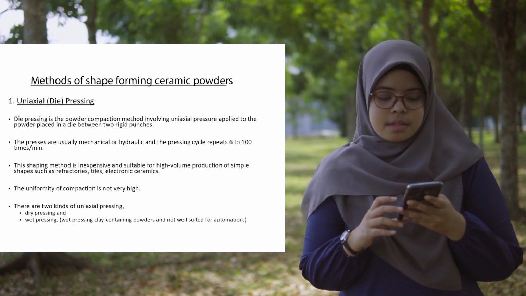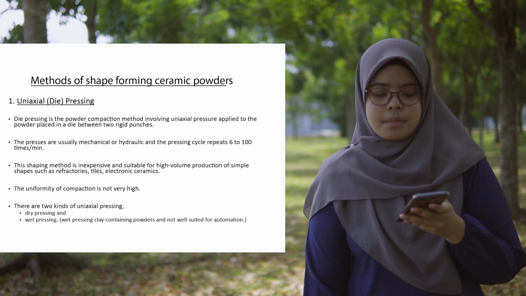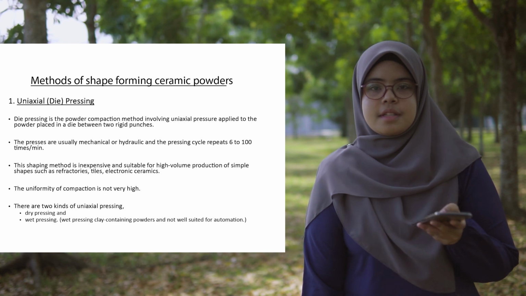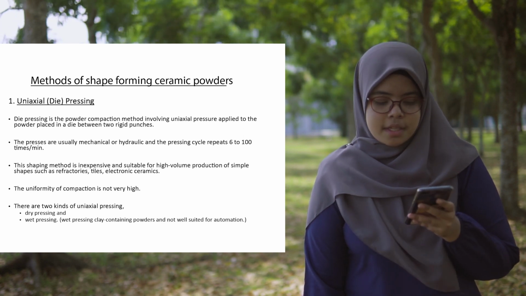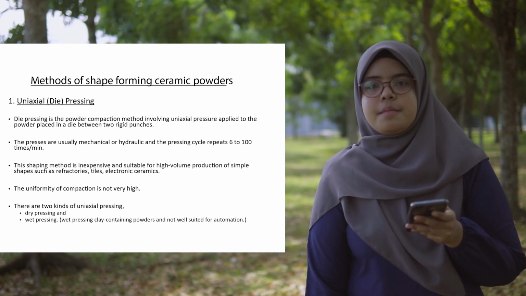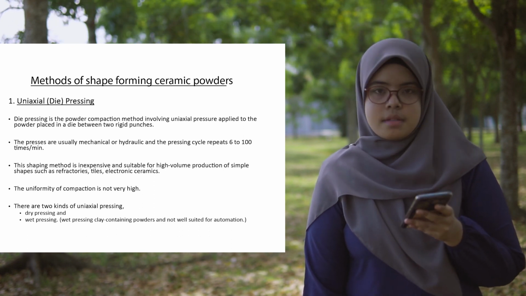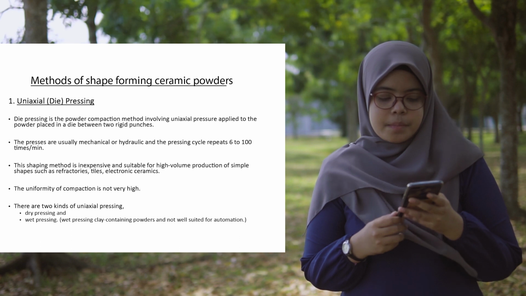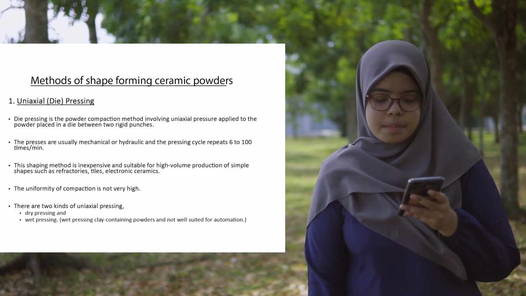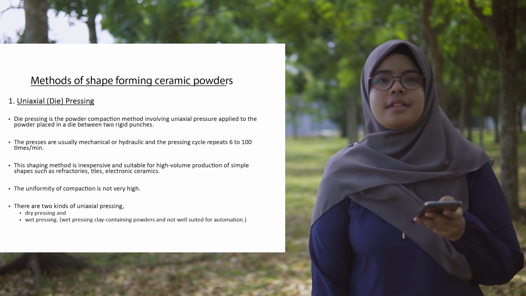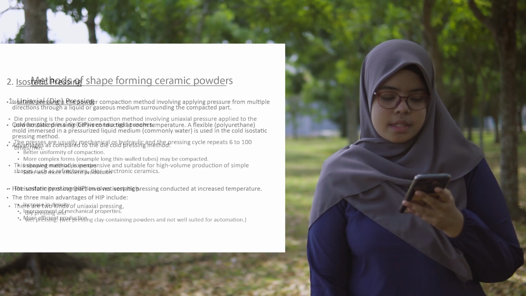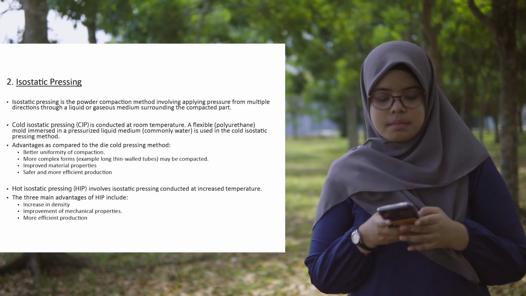So there are 7 methods of shape forming ceramic powders, and the first one is die pressing. Die pressing is the powder compaction method involving uniaxial pressure applied to the powder placed in a die between 2 rigid punches. The pressures are usually mechanical or hydraulic, and the pressing cycle repeats 600 times per minute. So the second one is isostatic pressing.